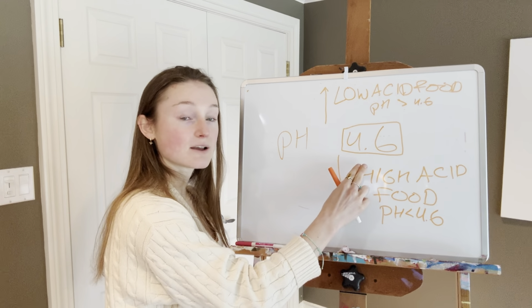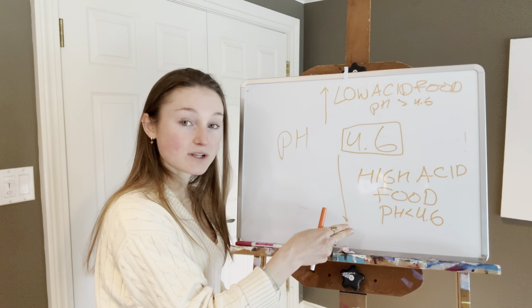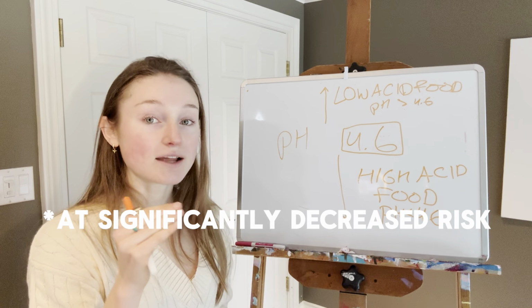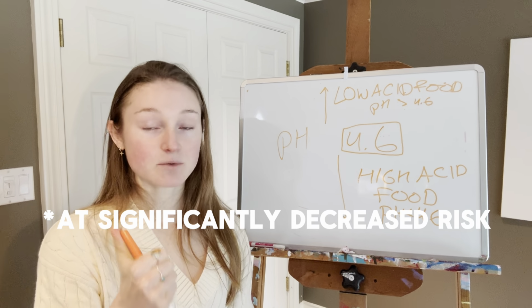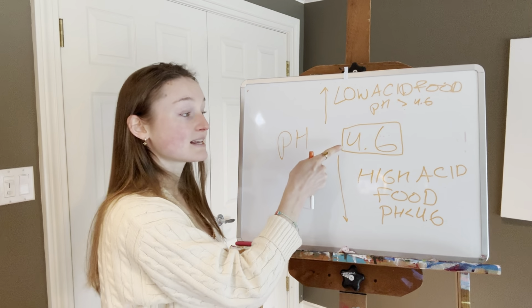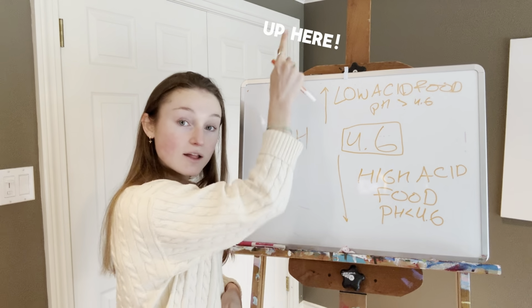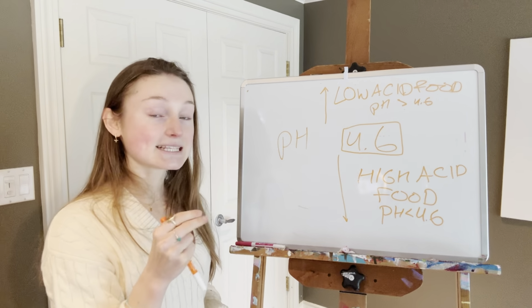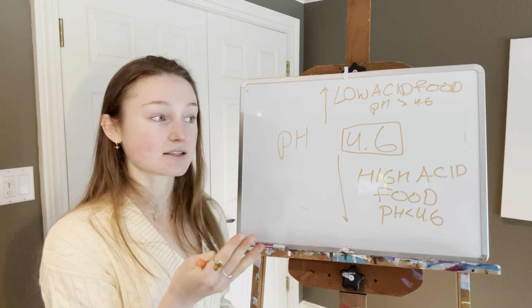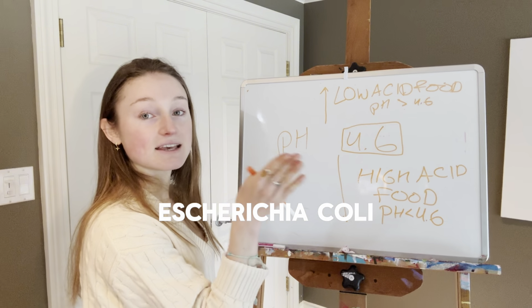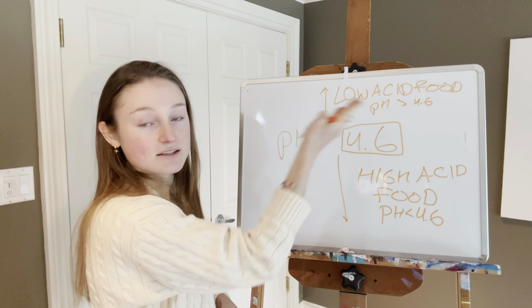When a food has a pH lower than 4.6, it is not at risk of being contaminated with Clostridium botulinum, and it is not at risk of having botulinum toxin. When a food has a pH greater than 4.6, it is at risk of Clostridium botulinum contamination and botulinum toxin. E. coli can survive in acidic environments and in non-acidic environments.